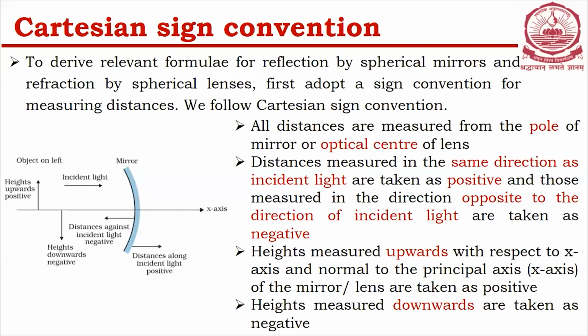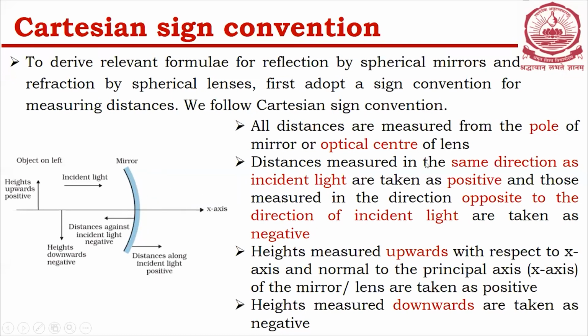That is what we follow in schools for spherical mirrors as well as lenses, whatever the geometrical optics and optical instruments, lenses and mirrors, we use the Cartesian sign convention. So what is that sign convention? You can see it is a mirror. All distances are measured from the pole of the mirror or the optical center of the lens. The optical center is the center point of a lens.